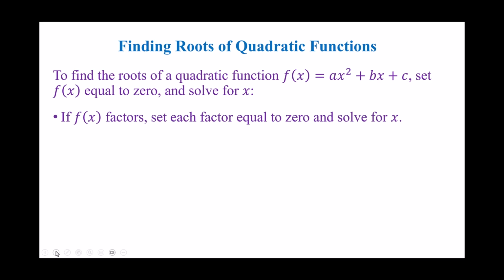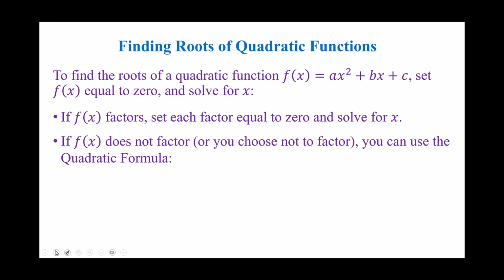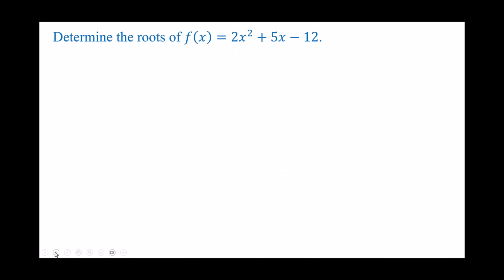To find those solutions, if f of x factors, set each factor equal to 0 and solve for x. But if f of x does not factor, or you'd rather just use the quadratic formula, you can do that. Remember, the quadratic formula says that x equals negative b plus or minus square root of b squared minus 4ac over 2a. Let's determine the roots of this function, 2x squared plus 5x minus 12.